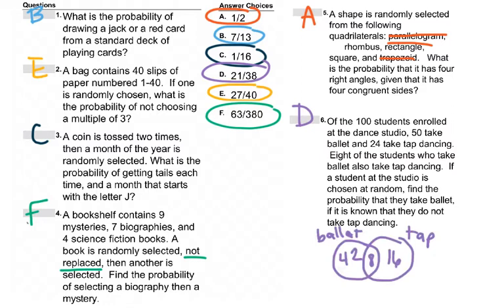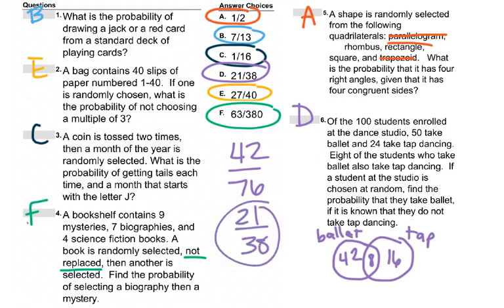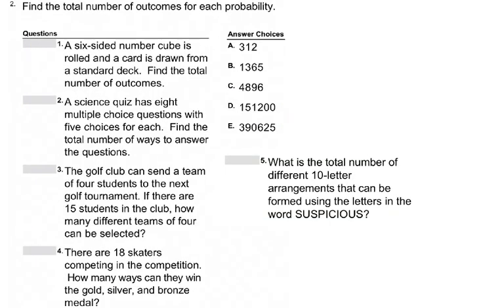Alright, so I made this little diagram. 8 people take ballet and tap. So 42 just take ballet, 16 just take tap. Remember, there are 100 students. So if I know they do not take tap dancing, 24 people take tap dancing. 100 minus 24 gives me 76 people do not take tap dancing. Out of those 76, 42 take ballet. And if I reduce that, I get 21 over 38. So that one's pretty difficult.